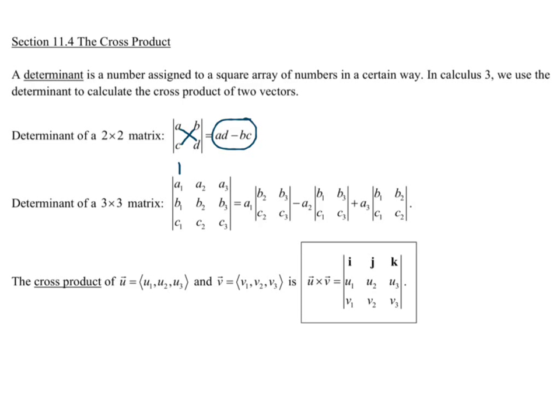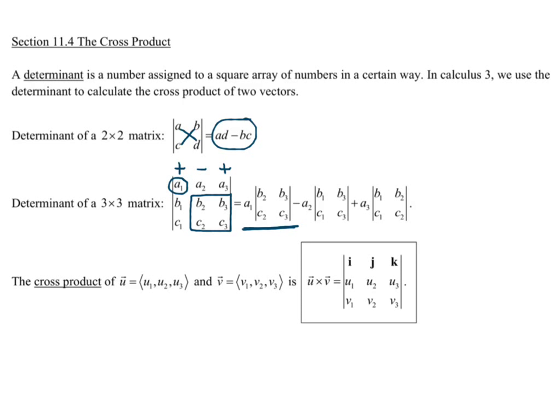The signs alternate, so I have plus, minus, plus along the top row. I start with the first entry, and then I look at what would be left over if I eliminated that row and column. So this lower right corner would be left over. So I'll have that first entry A1 times B2, B3 in the first row, C2, C3 in the second row.